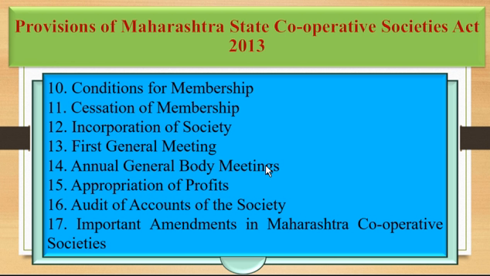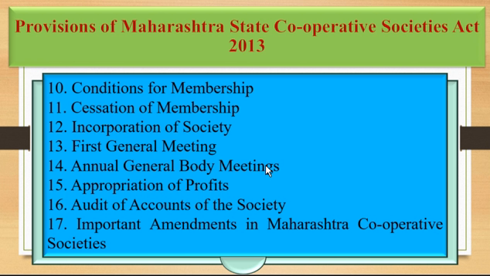The first general body meeting of the promoters who have signed the application for registration of the society shall be held within the period of 3 months of the date of the registration of the society as provided under Rule 59 of the rules. It shall be the responsibility of the chief promoter of the society to convene the said meeting within the stipulated period. Next is annual general body meeting. The annual general body meeting of the society shall be held on or before 30 September each year as provided under section 75 subsection 1 of the Act.